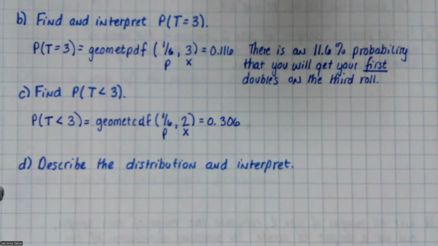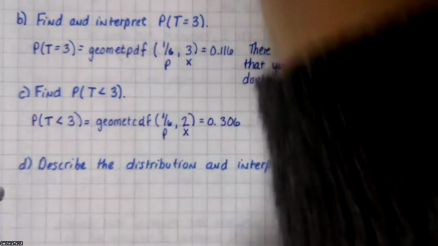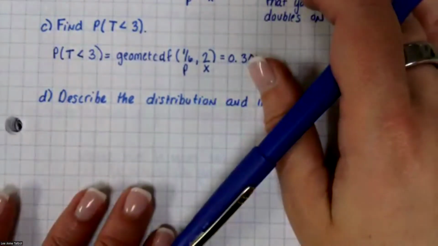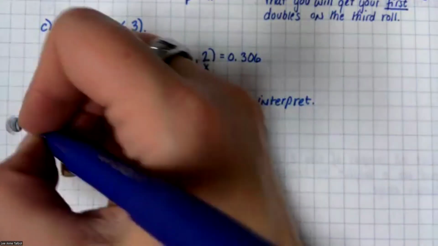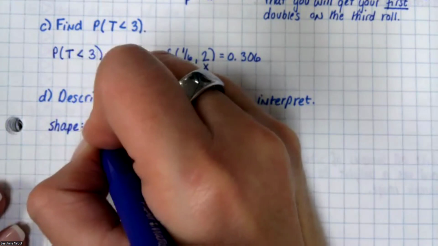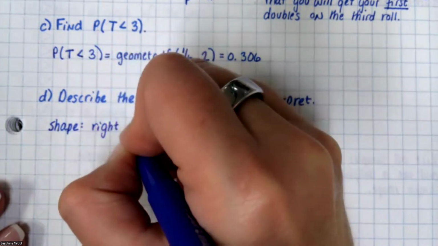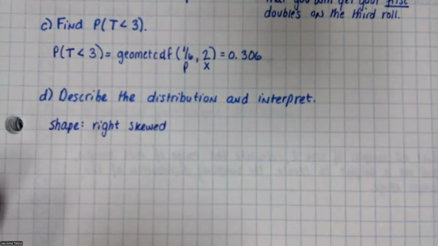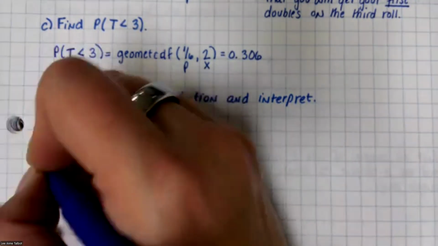Okay, last bit. Describe the distribution and interpret. So fun. Okay, so we need to do 3 things to describe. Yeah, we don't have to interpret that either. Just shape, right, skewed, done, check it off. Okay, center.